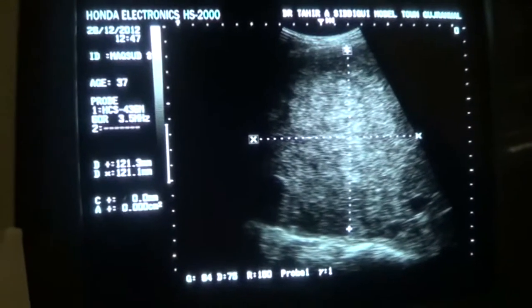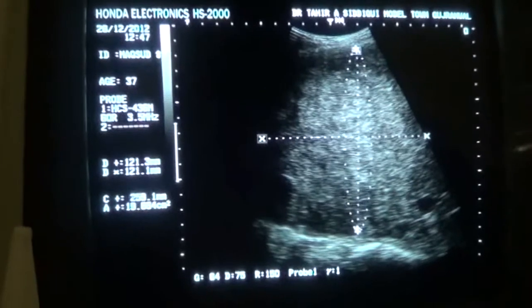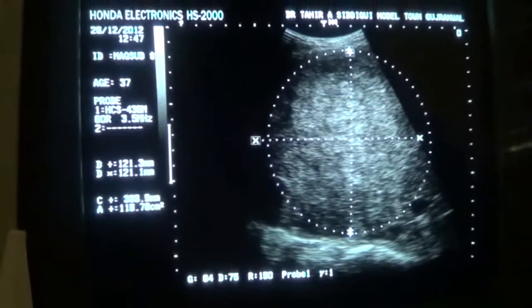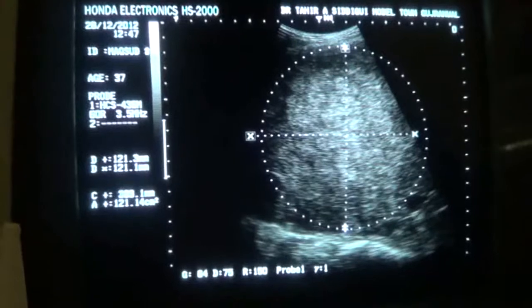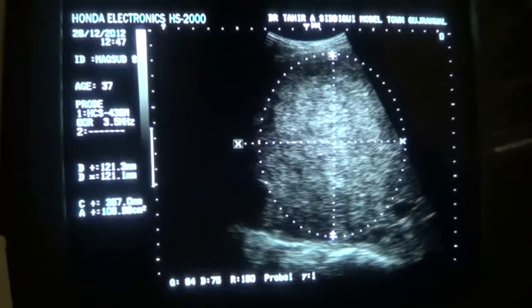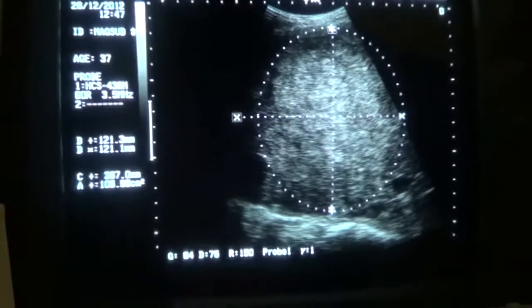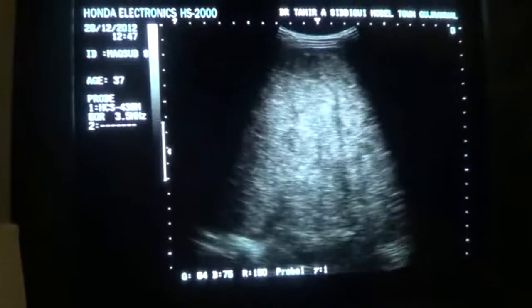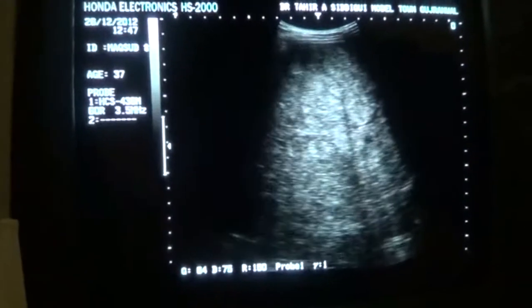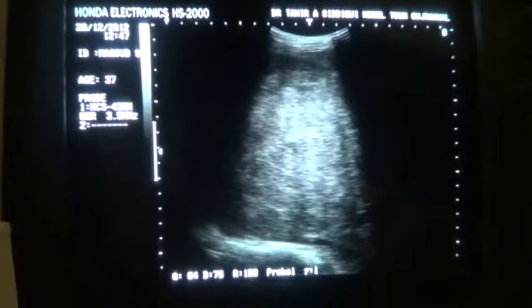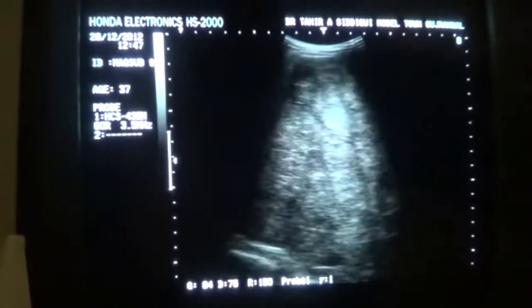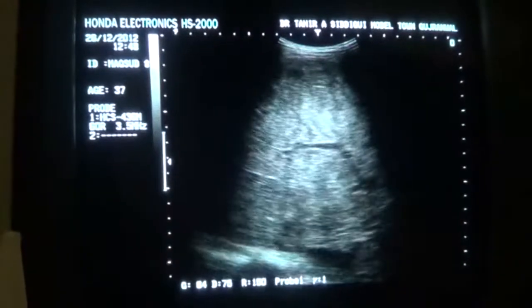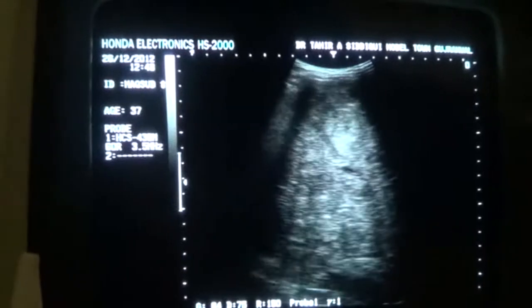This is an infiltrative variety of a mass in a cirrhotic patient, age 37 years, with clot in the portal vein as well as in the IVC.